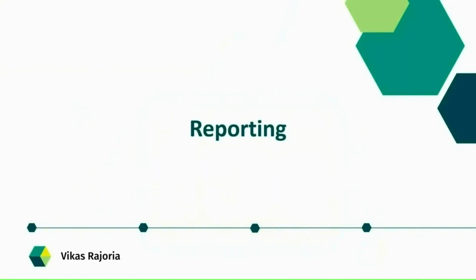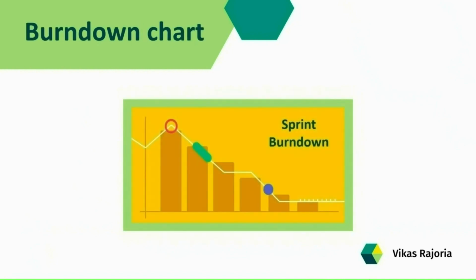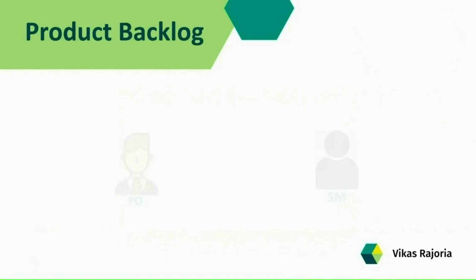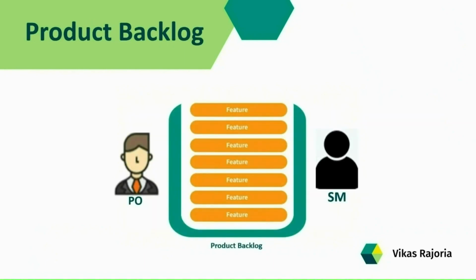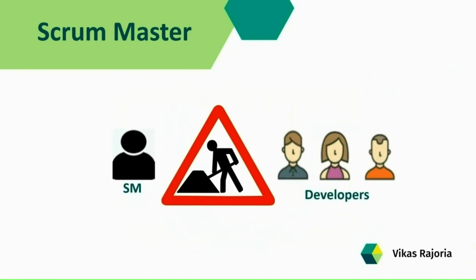Apart from this, the Scrum Master also takes care of the reporting part. He regularly analyzes the burn down chart to understand what gets built and what is pending. And the Scrum Master helps the product owner to maintain the product backlog items in good shape. Next, the Scrum Master also helps the team to remove impediments.